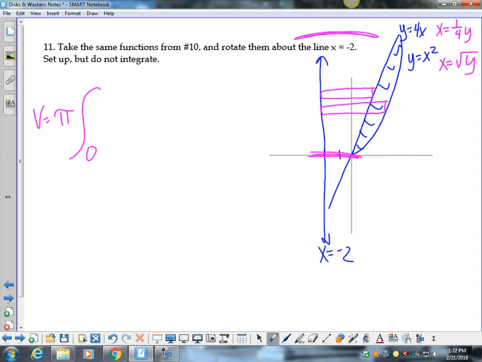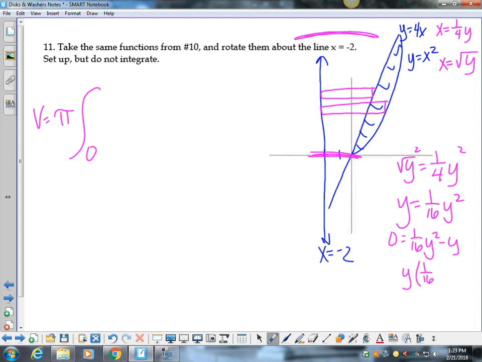Let's see. I need to know the y value. So if I take those guys and set them equal to each other, subtract him over, GCF, I'm going to get my 0, and then watch this. Set that equal to 0 and add 1, and then multiply both sides by 16. Boom. I'm going 0 to 16.